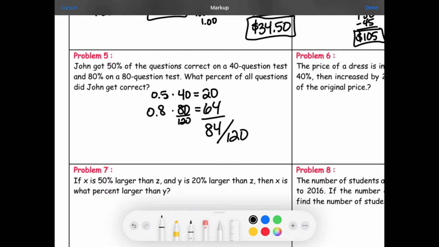So if you divide 84 by 120, we'll get a decimal. I think it's 0.7, which is 70%.